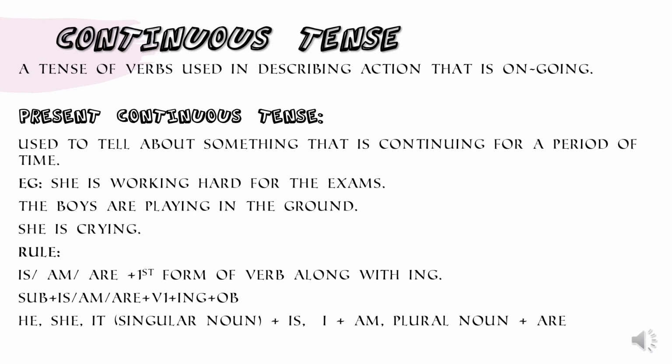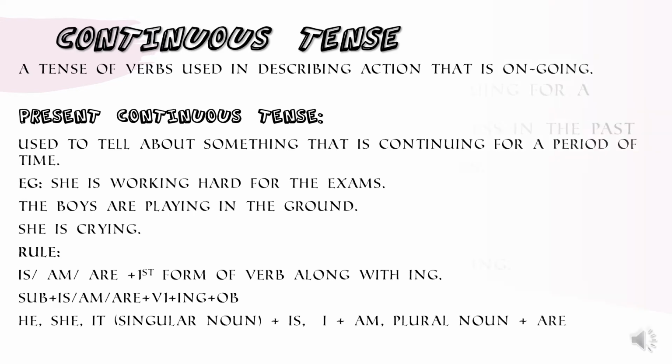Example, she is working hard for the exams. The boys are playing in the ground. She is crying. Rule: is, am, are plus the first form of the verb along with ing, like subject plus is, am, are plus verb first form plus ing plus object. Remember that he, she, it with the singular noun use is, I with am, and are is used with the plural noun, you, we, they, etc.